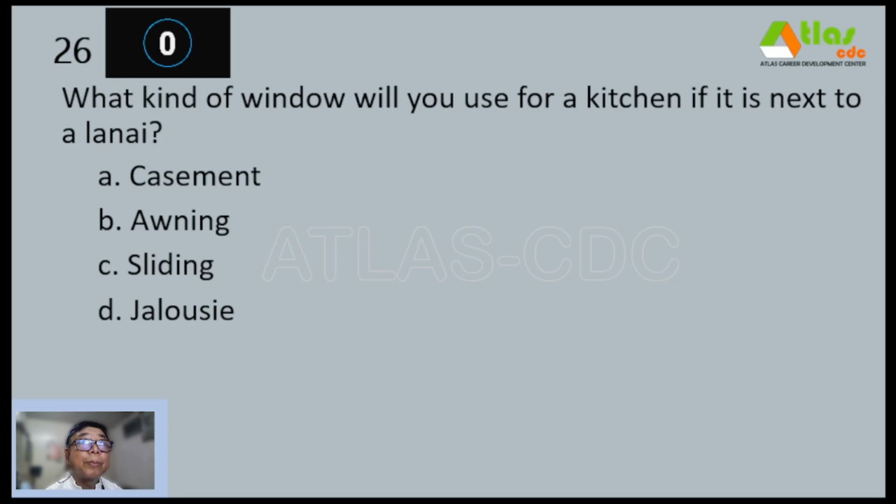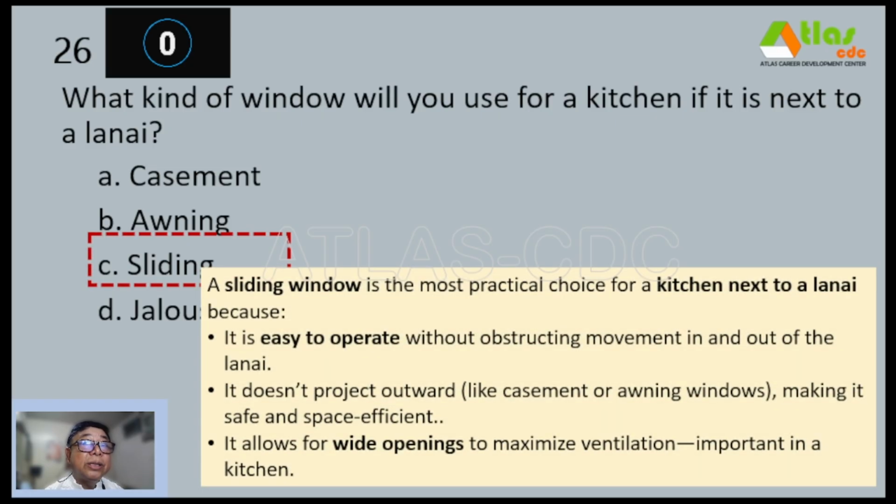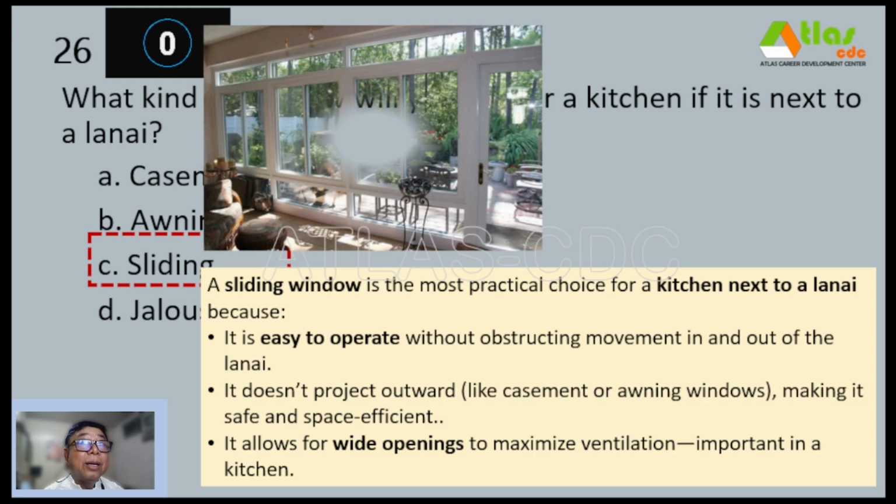And our correct answer is letter C, sliding. So a sliding window is the most practical choice for a kitchen next to a lanai because it is easy to operate without obstructing movement in and out of the lanai. It doesn't project outward like casement or awning windows, making it safe and space efficient. And it allows for wide openings to maximize ventilation, and it is important in a kitchen.